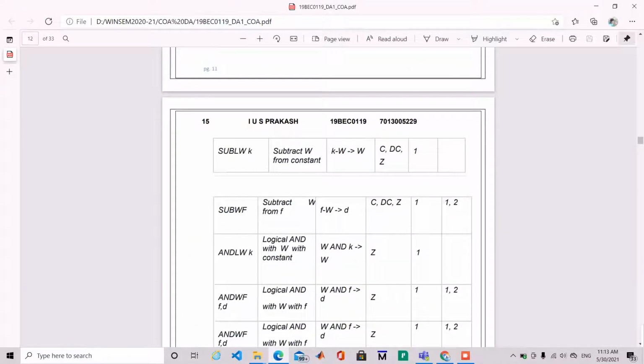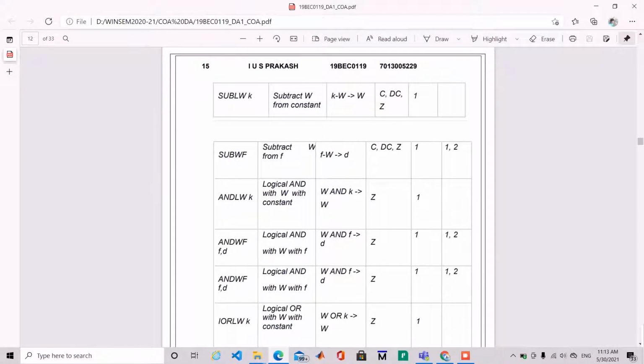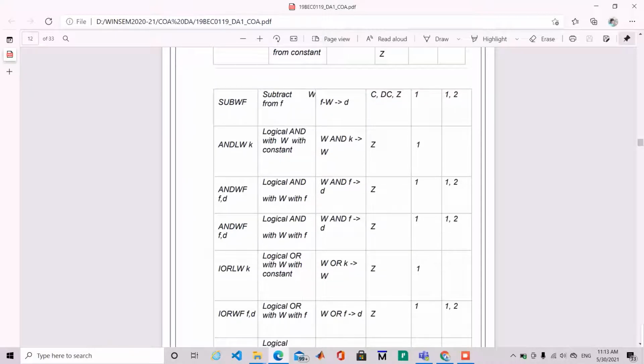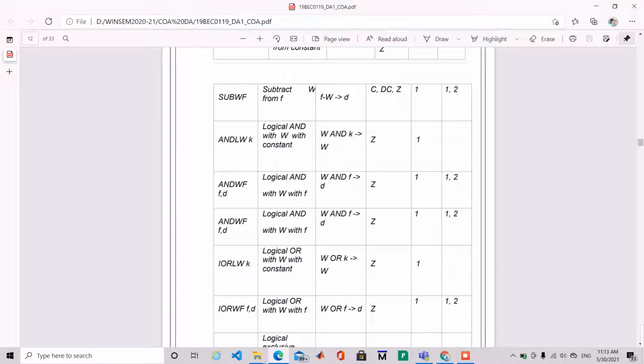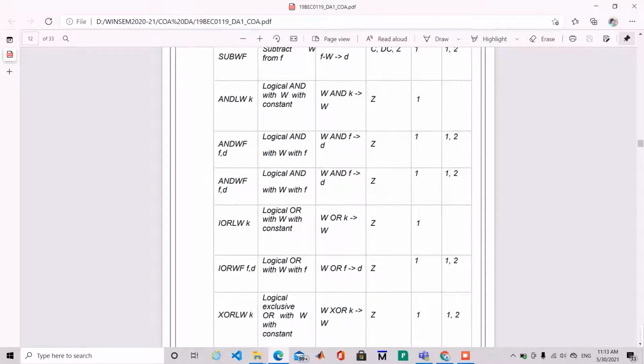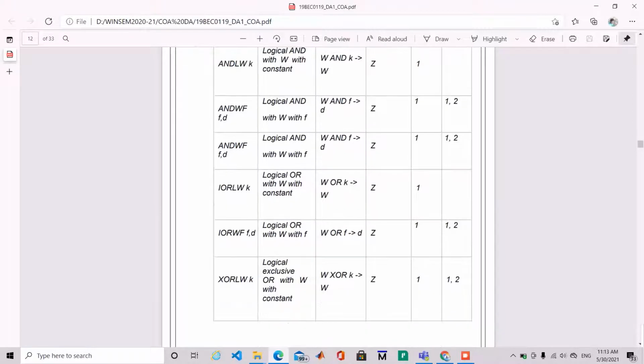And then SUBLW K. It means subtracting instruction. Here we will subtract W from the constant. And then we will subtract W from F. It means SUBWF we will use for the instruction. And then ANDLW K. It means logical AND of W with the constant. And then ANDWF f comma d. It means logical AND of W with F. It generates the D. And then ANDWF f comma d was repeated 2 times. Sorry.